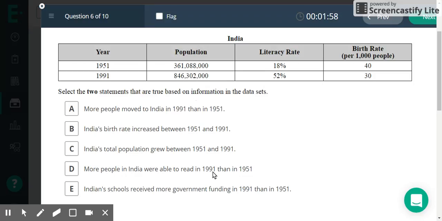Letter D, more people in India were able to read in 91 than 51. Well, that goes back to knowing what literacy means. And so if that's percentage of reading, then it did go up from 1951 to 1991. Then letter E, Indian schools received more government funding in 1991 than 1951. It may have, but does this chart really tell us anything about government funding? So based on that, you should be able to know which two statements are the ones that we can identify with this information here.